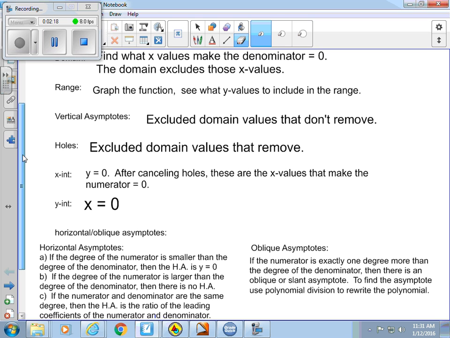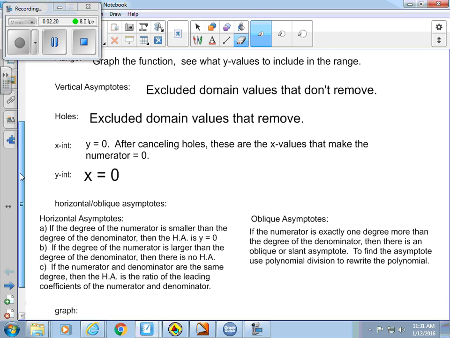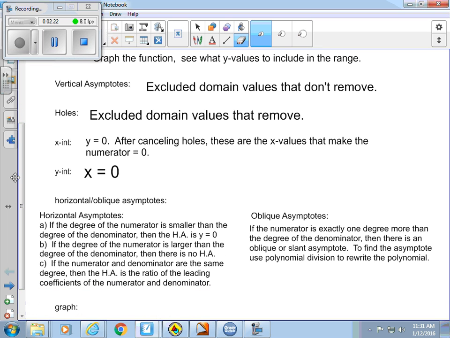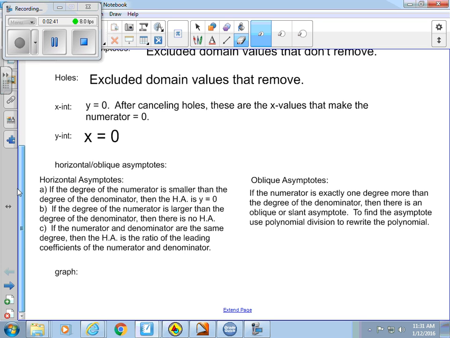X-intercepts and y-intercepts, I have them under rational functions, but this is really any function. To find y-intercepts, you put 0 in for x. To find x-intercepts, you put 0 in for y. Now, we do have to be careful with holes because holes can't both be a hole and an intercept. An intercept is a place I cross the x-axis, so obviously at holes that does not happen.